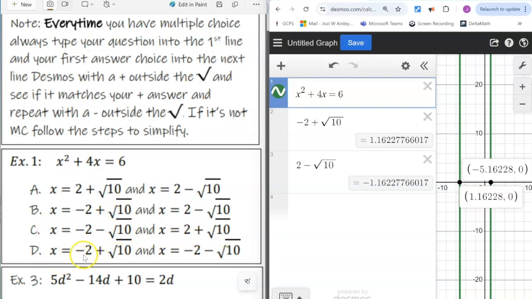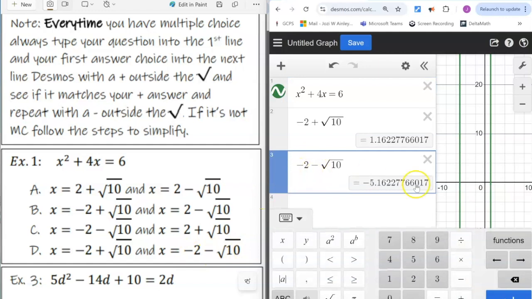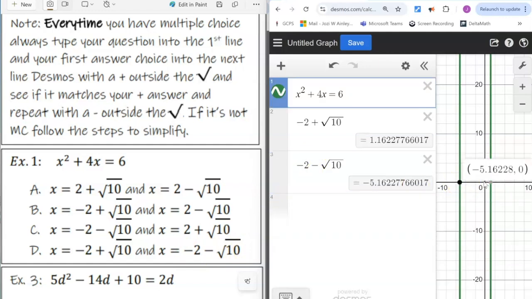So I'm going to come right here to D, -2 plus radical 10. And the other one should be -2 minus radical 10. So I just need to change this to a negative. All right, now I'm going to come right here. Does it match? It has to match both answers. Yes, it does. This one matches, this one matches. So my answer choice is D.